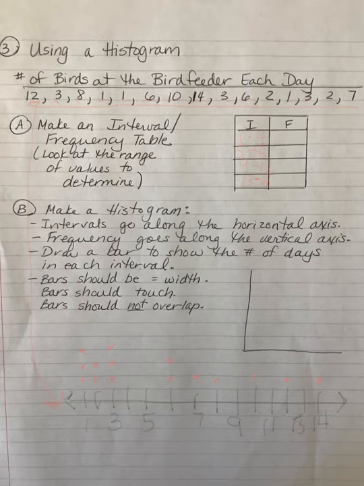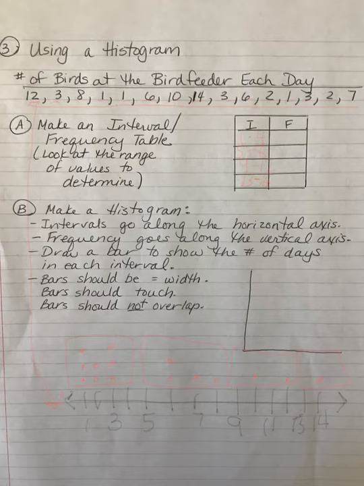Okay, so now I'm going to count up. I'm going to separate my intervals. So 1 through 4, I'm going to go here. 5 through 8, I'm going to box that up. 9 through 12, and then 13 through 16. Okay, now I can see my ranges, how many values are in each range very easily.